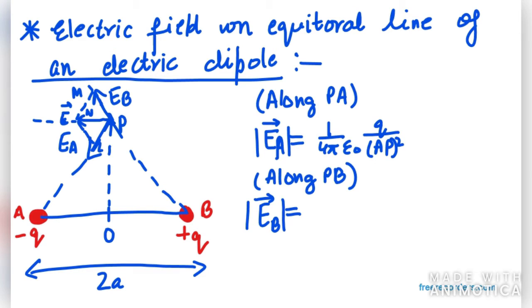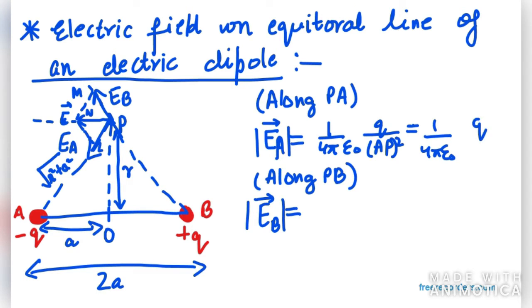Now here we need to find AP. And remember, I am taking PO as r. The distance between P and O is r. And the distance between A and O is a here because it has been bisected. Now we need to find PA. So PA by Pythagoras theorem will be under root of r square plus a square. Now if you want to write AP square, it will be only r square plus a square. So EA is 1 over 4 pi epsilon naught Q over r square plus a square.